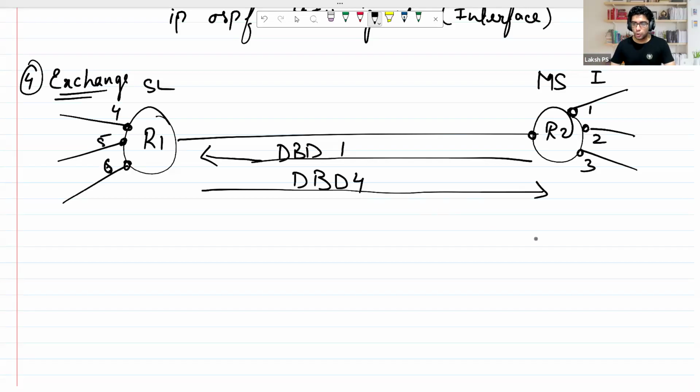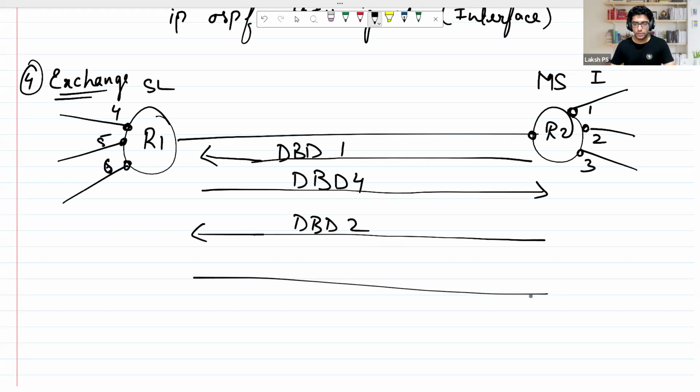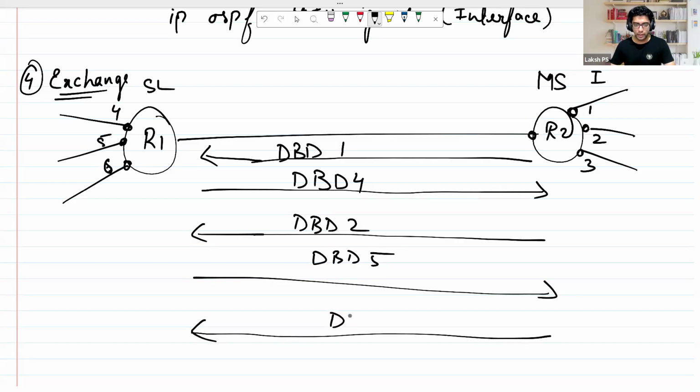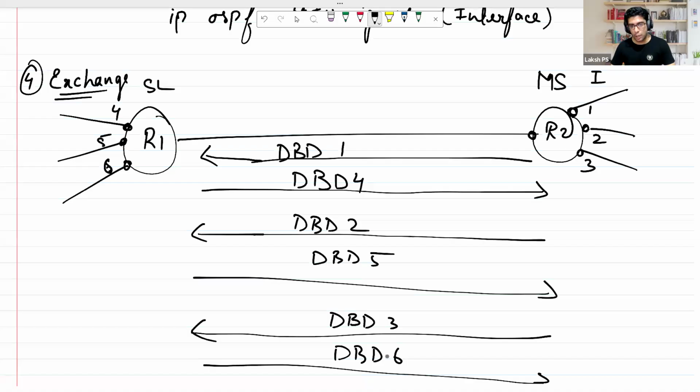Now, the next, R2 is going to share DBD number 2. In response, R1 is going to share DBD number 5. Then R2 will share DBD number 3. R1 is going to share DBD number 6. This is how your DBDs are exchanged. Master router will share his DBD. The slave router will share his DBD as a response.